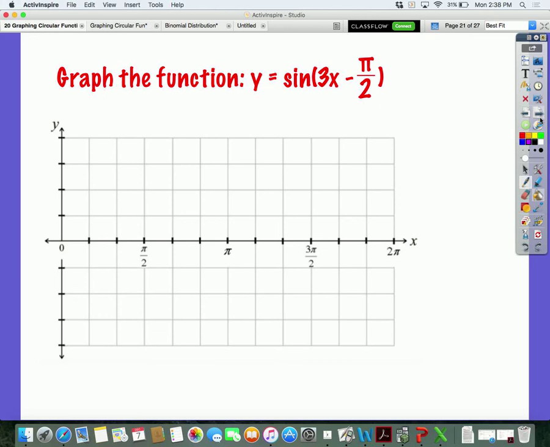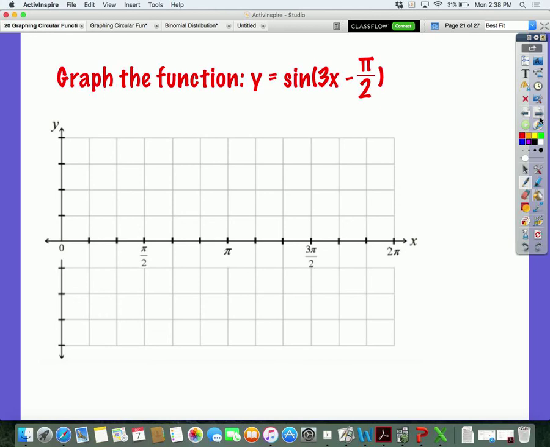So, our amplitude is 1. Our period is 2 pi over 3. We have a phase shift of pi over 6. And which way are we moving? Are we moving that to the left or to the right? We are going to move that to the right. And then we don't have a d, and that's it, right?